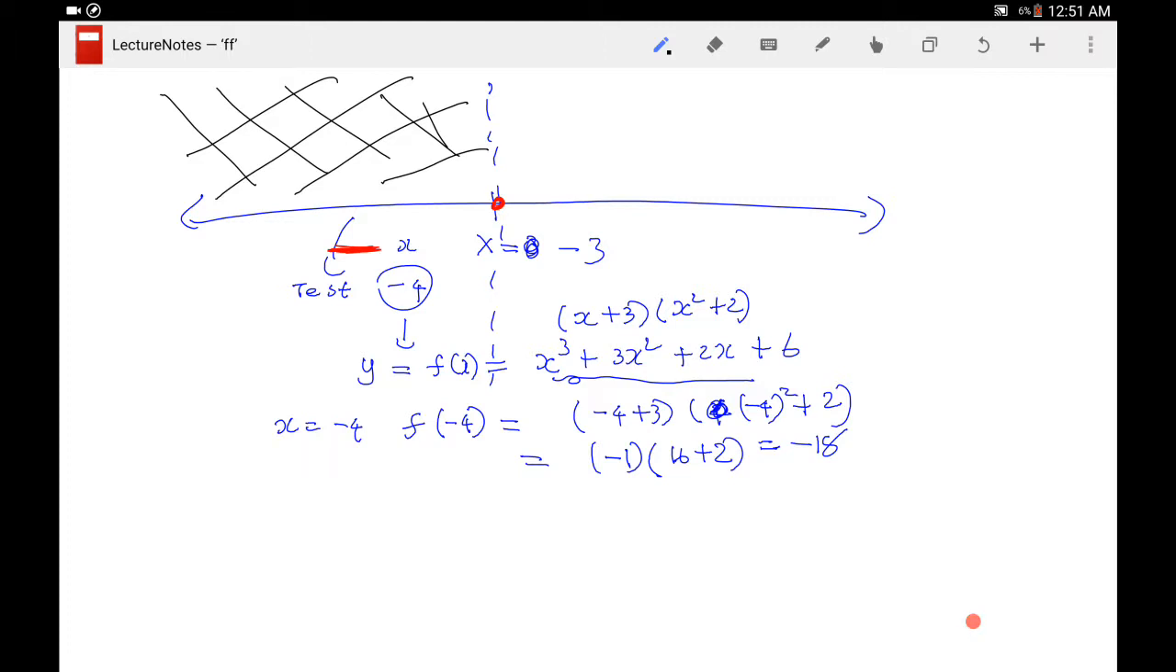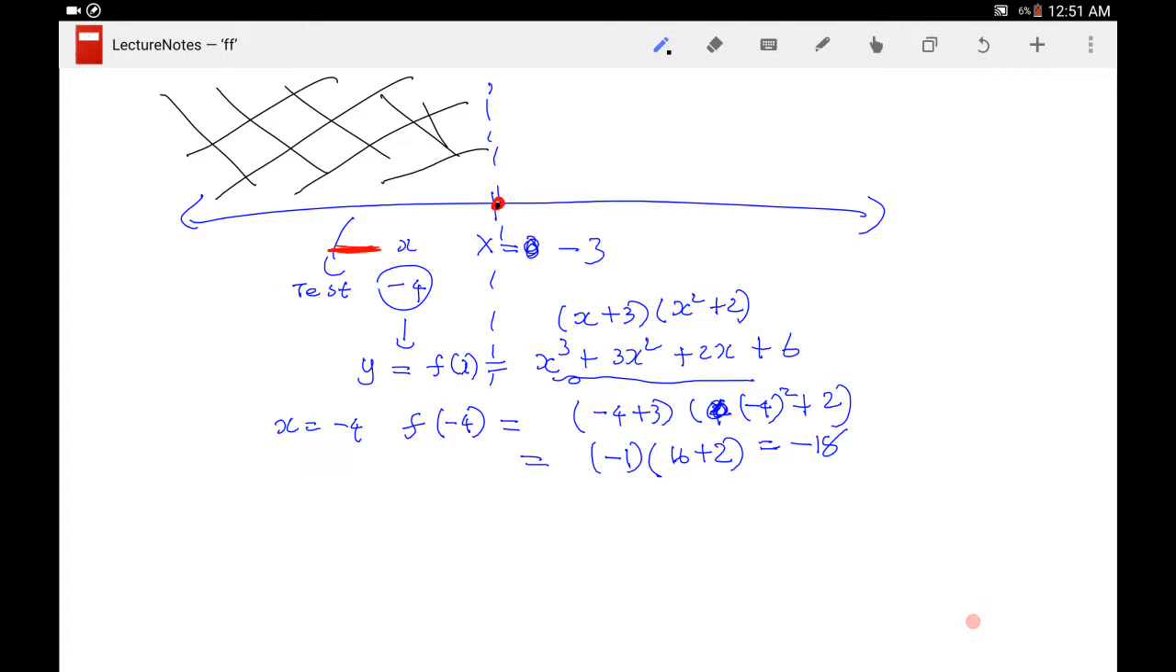Now for the other region, again I have to pick a value. The other region is bigger than -3, and I need to find what happens. The graph will stay negative here, and here it will become 0. Now it has two options. It can go up, or again it can go down. If it turns like a parabola, maybe it can go down; otherwise it can go like x cubed, maybe go up.